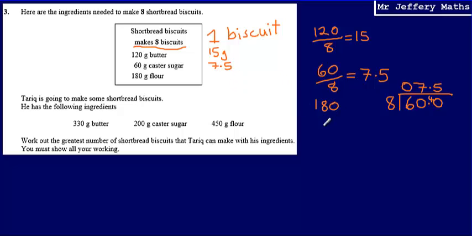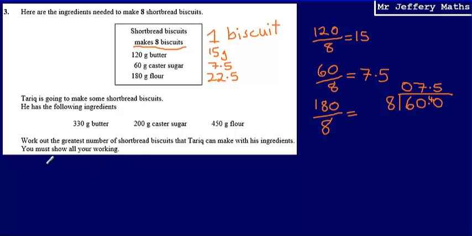And then the last one, 180 divided by 8. That's going to leave me with 22.5. A little trick that you could have done there, and how I worked that out without doing any calculations, was I've already done 120 divided by 8. I've done 60 divided by 8. And 120 and 60 added together gives me 180. And so I can just add my answers together for that. So 22.5 for 180 divided by 8. Okay, so now we know how much is needed for 1 biscuit.